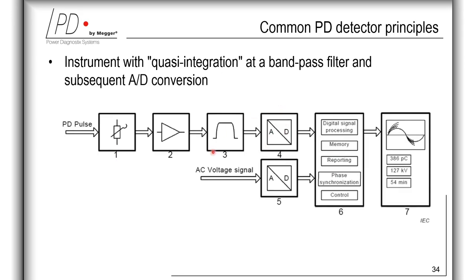And the next block diagram here in this figure is showing an example of an instrument with integration at a bandpass filter and subsequent analog to digital conversion. It consists of an attenuator. So here again, the PD pulse is fed into an attenuator here and then amplified, passed through a bandpass filter and converted here into a digital signal. Here again, we have the acquisition unit and then evaluation and visualization unit.